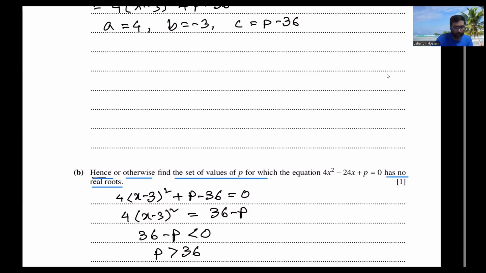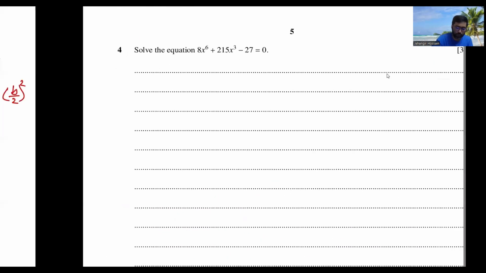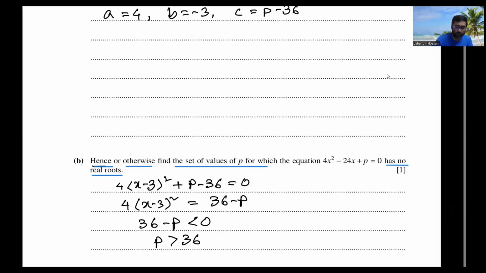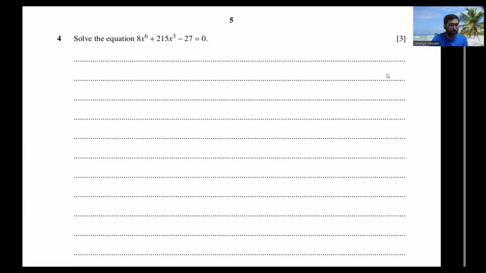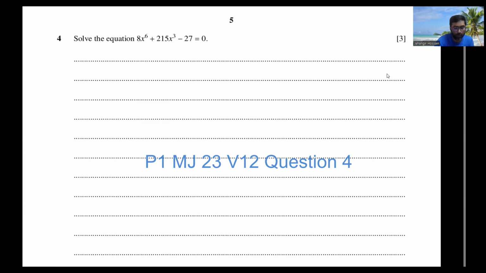That's part B of question number 3, my bad. Let's move to question number 4. In question number 4, you have to solve this equation, which has highest power of 6. But look at the power.